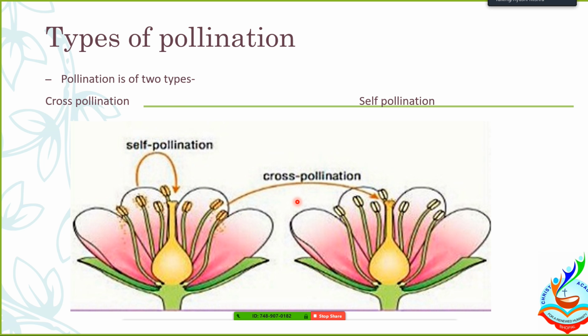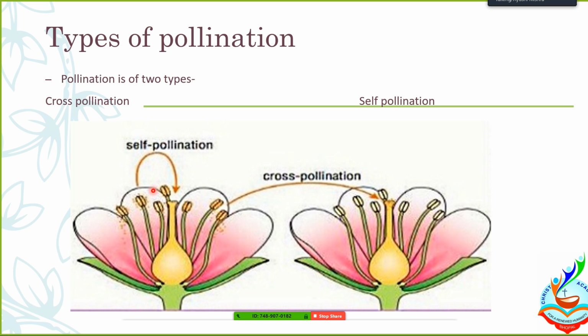Self-pollination means when pollination occurs in flowers of the same plant. When pollens are transferred from anther to ovary or stigma of the same plant, then it is known as self-pollination. Transfer of pollen grain from anther of a flower to stigma of the same flower.